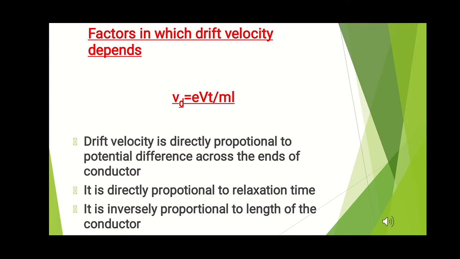The third property is for the length of the conductor. If we see that the length of the conductor is in the denominator, it means the drift velocity is inversely proportional to the length of the conductor. It means if there is no change in the potential difference and no change in the temperature of the conductor, then the drift velocity is inversely proportional to the length of the conductor. So next we will study Ohm's law.